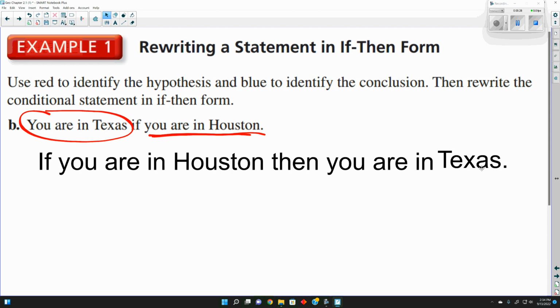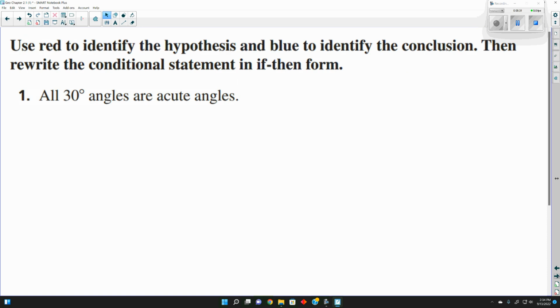Okay. Questions on this here? We good with this here? Now, some of them will have to rearrange or kind of rephrase it a little bit to make it work a little better. So this one here, all 30-degree angles are acute angles. So our hypothesis, what are we talking about? The 30-degree angles would be the if, and then it's just yep. So, well, it's, if it's a 30-degree angle, then it's yes. 30-degree angles are acute angles.